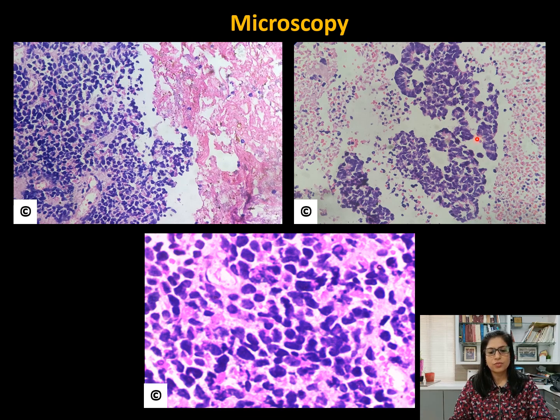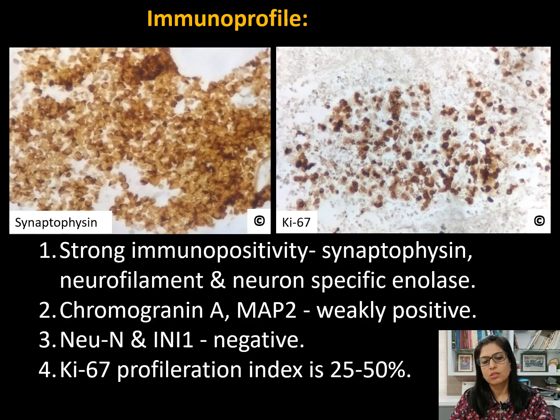These are the areas of necrosis, and these are some rosettoid, or you can say tubular structures here. So we did immunohistochemistry. This was again synaptophysin positive. You can see a high Ki67 proliferation index.